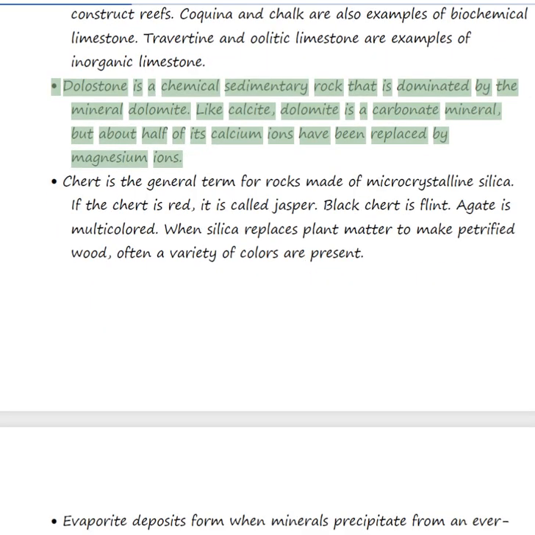Dolostone is a chemical sedimentary rock that is dominated by the mineral dolomite. Like calcite, dolomite is a carbonate mineral, but about half of its calcium ions have been replaced by magnesium ions.